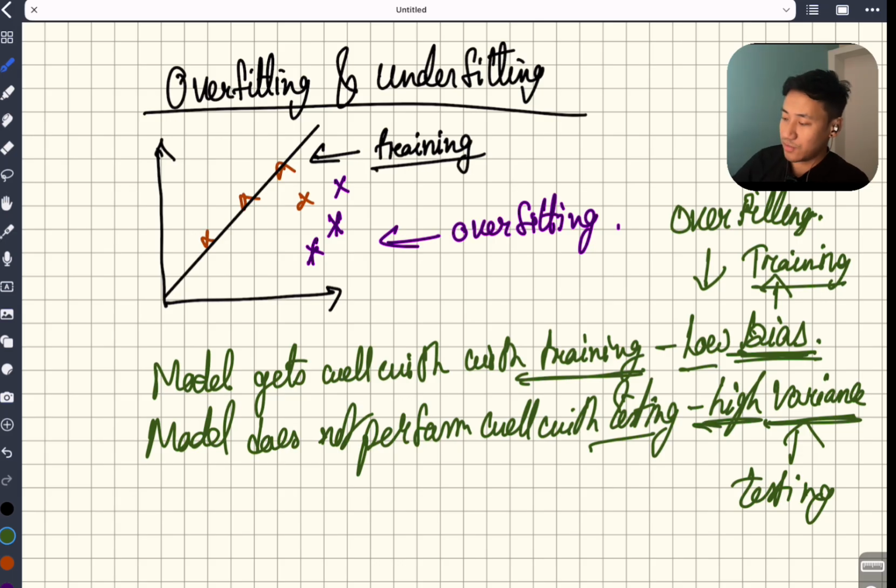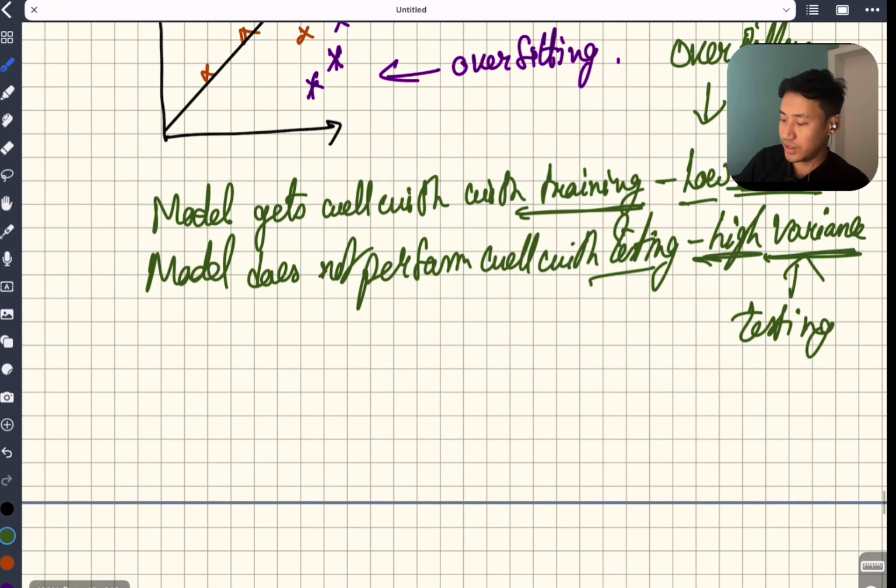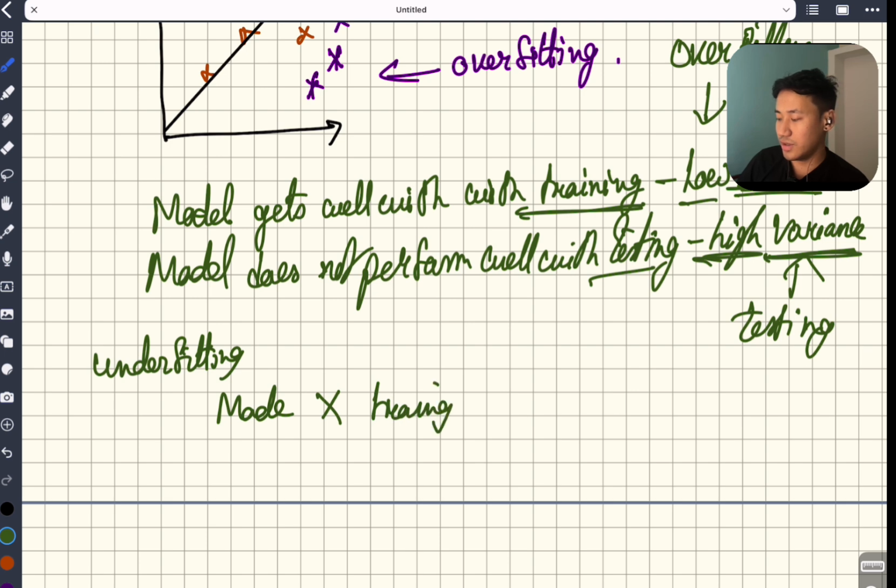All right. Likewise, this is overfitting, now underfitting. In underfitting, what happens is the model does not perform well with training, and the model also does not perform well with testing.